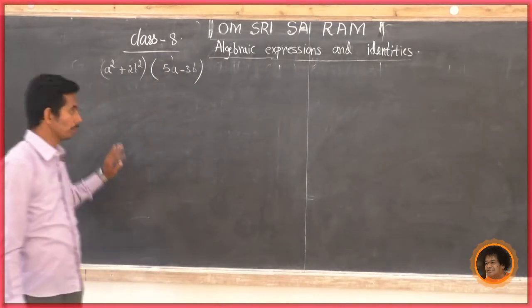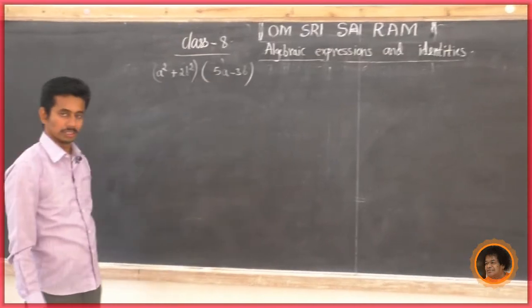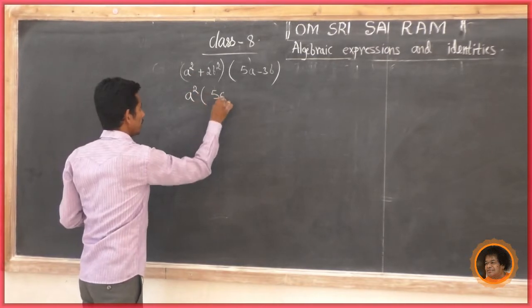Okay, next problem, a squared plus 2b squared into 5a minus 3b. Now multiply this a squared into 5a minus 3b.